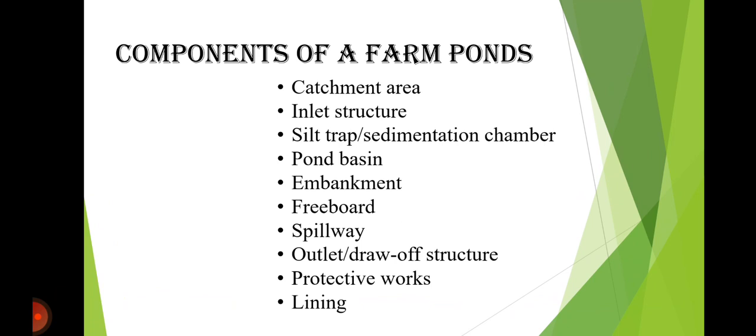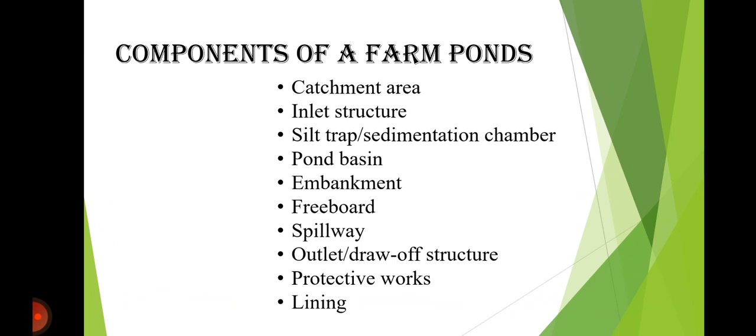The next one is the spillway, also named waste weir. The spillway is a structure provided to discharge excess water safely when the pond becomes full. When the pond becomes full, it allows the water to move out through the spillway, so it is called a spillway or waste weir. Its functions are to protect the embankment from overtopping and failure and to control flood water. There are three types of spillways: earthen spillway, masonry spillway, and pipe spillway.